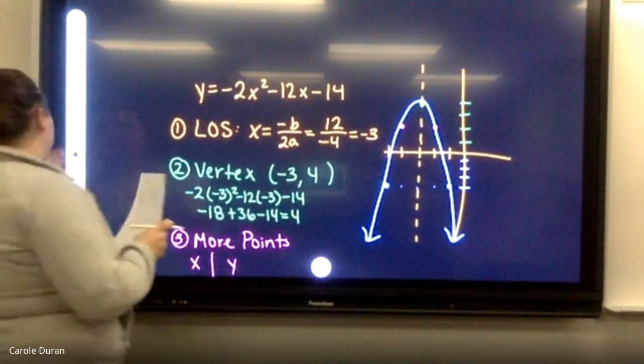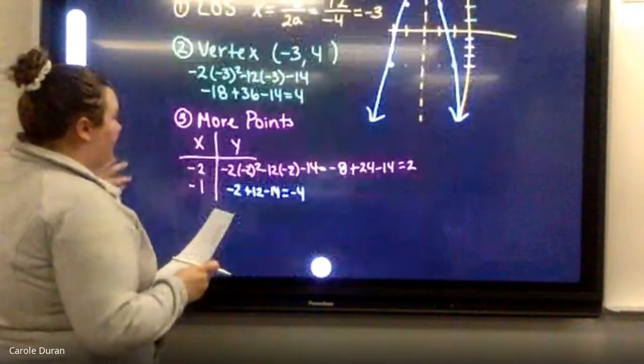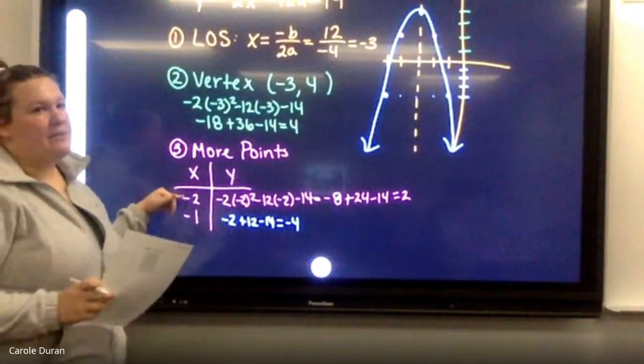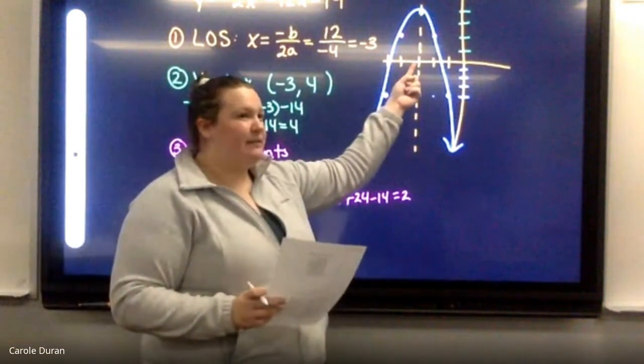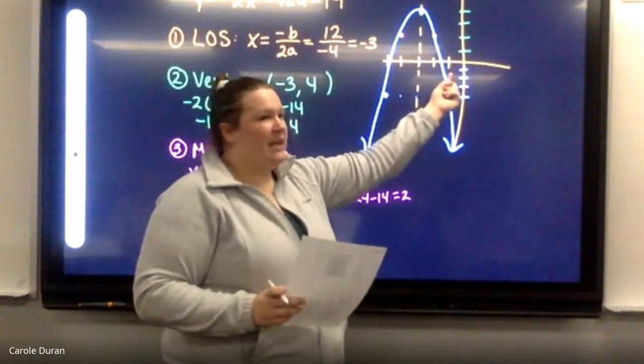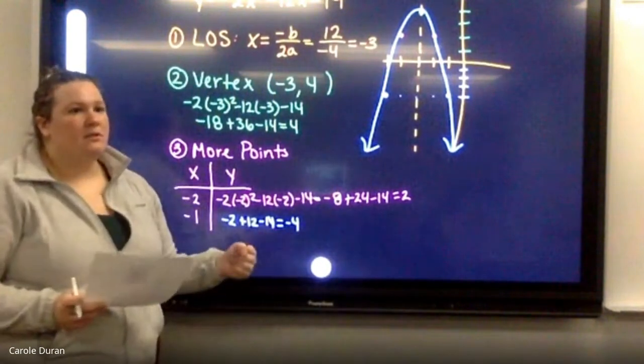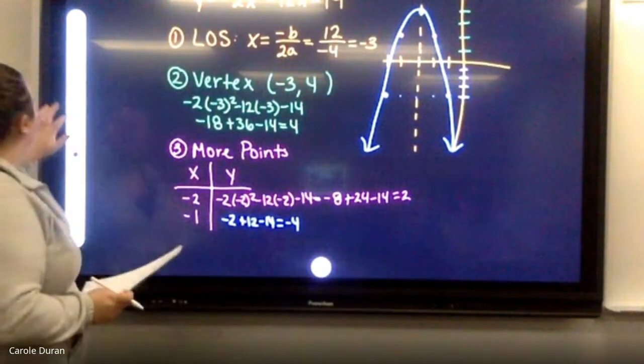I'm trying to go with this, but I'm kind of confused. I pick an x value close to my line of symmetry. So here my line of symmetry was -3. So I picked -2 and -1 because they're directly next to it. And then I just plugged them in for x and solved. Very similar to how I did the vertex part.